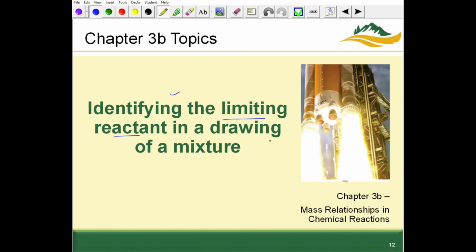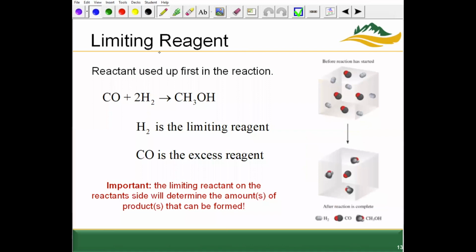We're going to identify this from a drawing of a mixture. Before going into this, what is a limiting reactant, or sometimes called a limiting reagent? This is a reactant or reagent that gets used up first in the reaction. For example, we have carbon monoxide and hydrogen gas. This forms CH3OH or methanol. You are not expected to know that this is methanol, but you should recognize this is carbon monoxide and hydrogen gas. So carbon monoxide is depicted here in red and black.